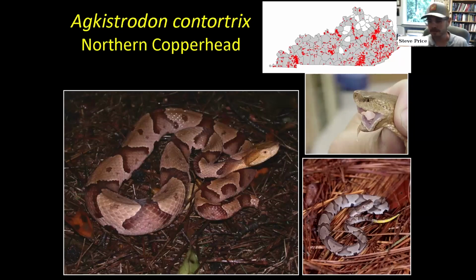The juveniles tend to have these bright yellow tail tips, almost like a neon yellow. And it's thought that they move them around to lure lizards and other prey items close to the snake so they can envenomate it and swallow it.